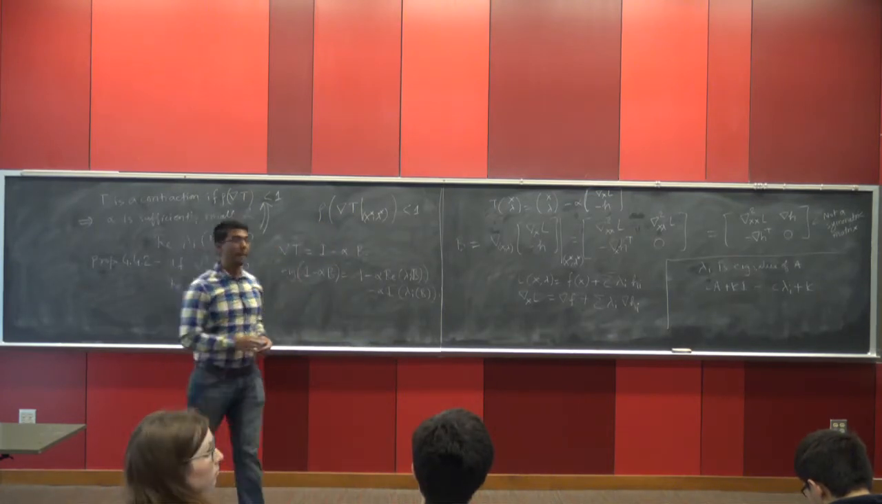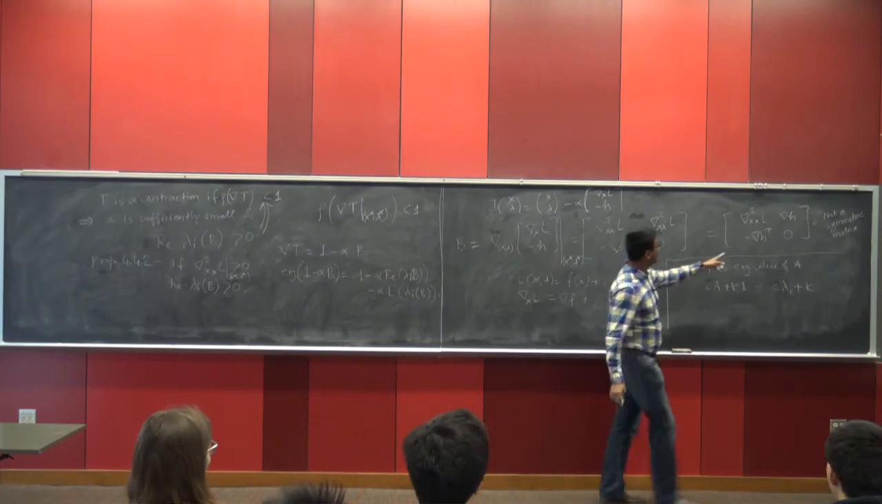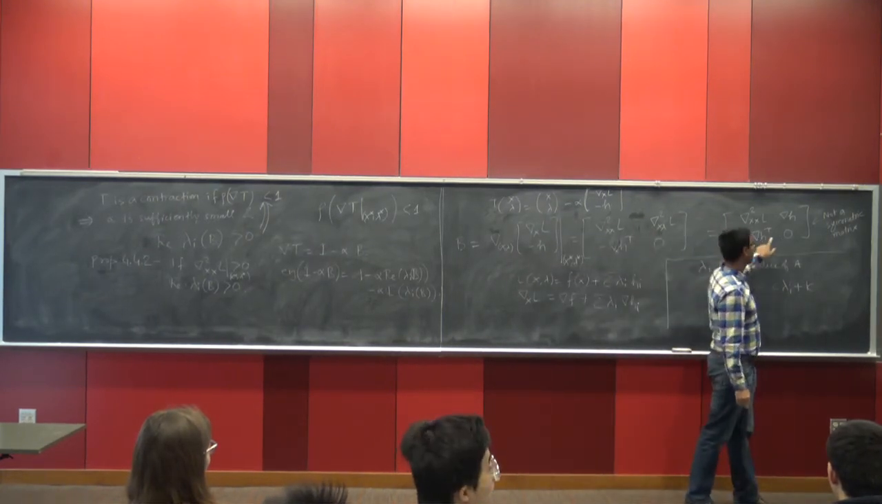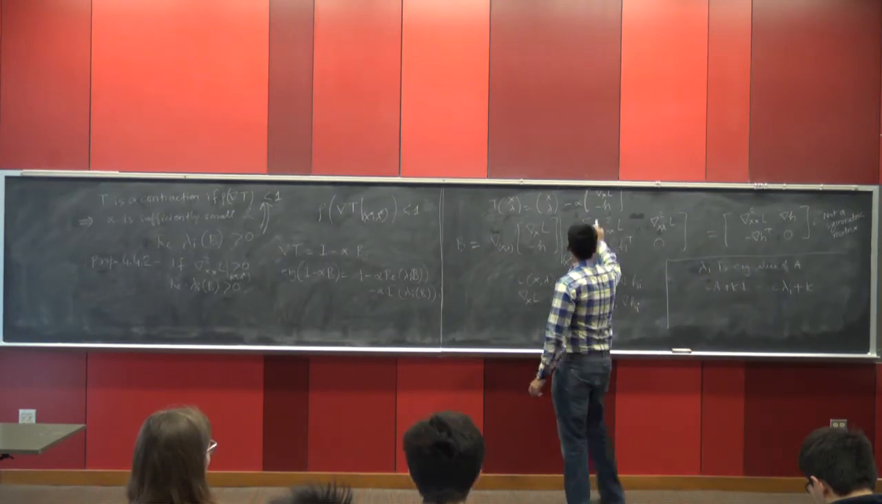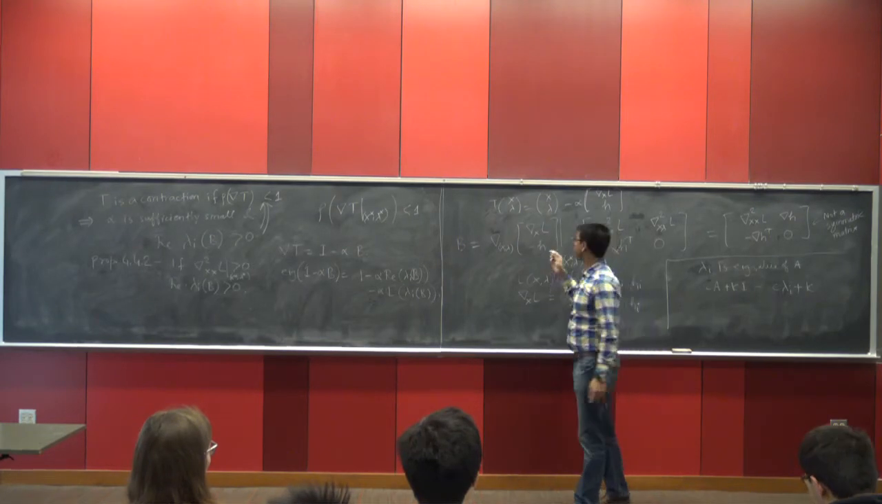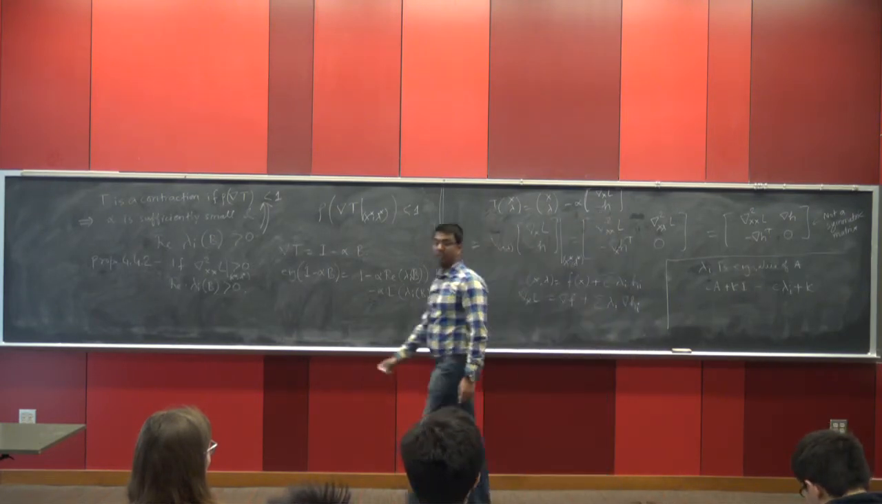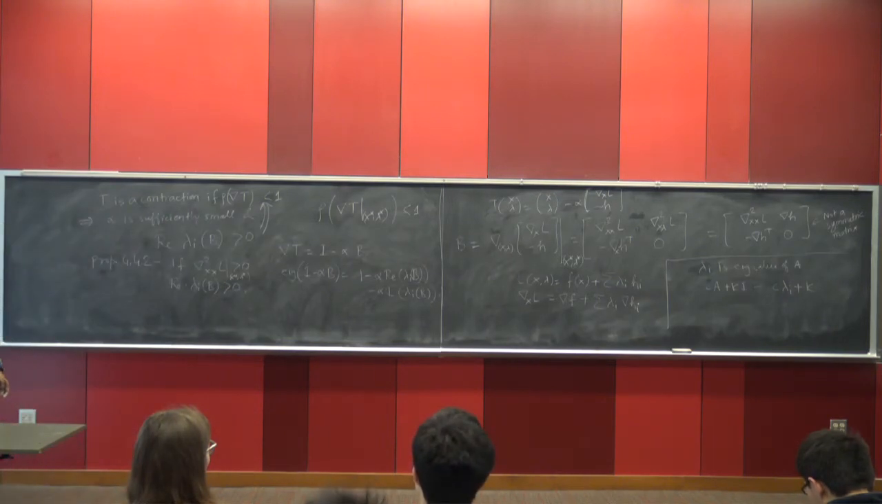Yes. B is not a symmetric matrix. This is minus gradient of H, and this is gradient of H. Yeah, if this was plus H, then it would become a symmetric matrix. Okay, but it's minus H here. Any other question?